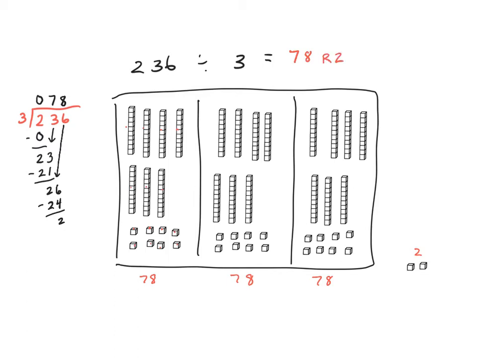Or in a better way to write that would be that each group is getting 78 full cubes, and then if we tried to share those 2 leftovers, each group would have to get 2/3, because there are 2 cubes that we have and we're trying to share them with 3 people equally.